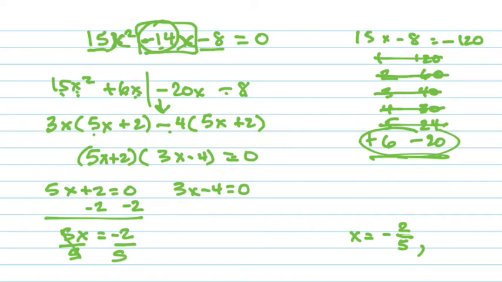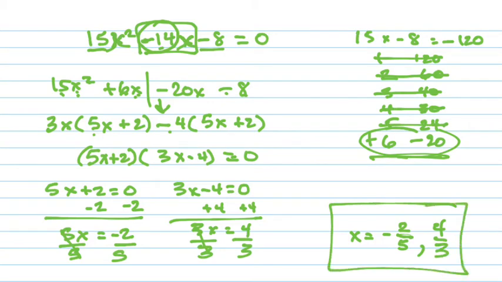All right. The next one's going to be over 3. So add 4 to both sides to get the x term by itself. Divide both sides by 3 gives you x equals 4 over 3. And those are my two solutions. And I expected 2 because I started off with a quadratic.